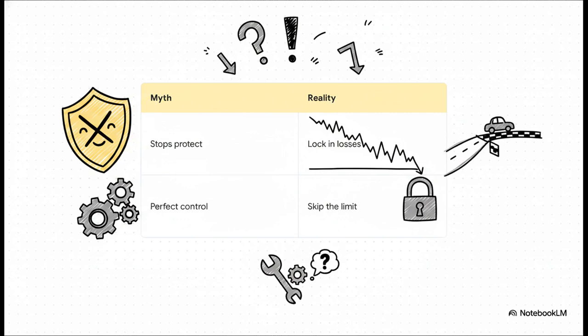I mean, you might believe stop-loss orders protect you from massive market crashes. But the painful reality? They frequently trigger during perfectly normal everyday market volatility. They literally force you to sell and lock in permanent losses. Or you might think stop limits give you perfect control. But in a genuinely fast market drop, prices can gap down, entirely skip your limit price, and leave you holding the bag thinking you are perfectly safe.